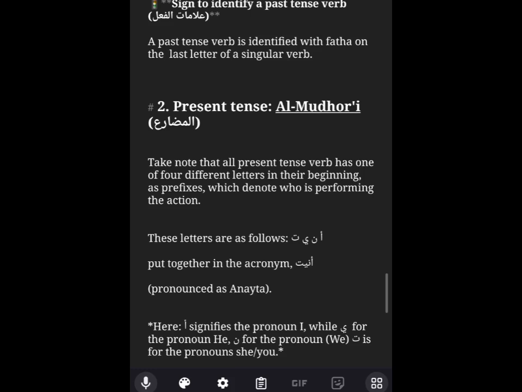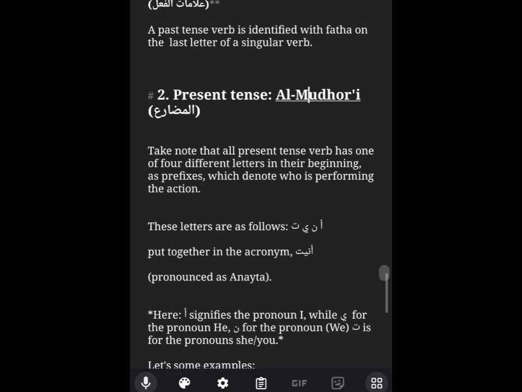However, how do we identify a فعل مضارع? This will take us to 4 elements. There are 4 letters that serve as prefixes, and these prefixes denote who is carrying out the action. These prefixes are 4 letters put together as anaita: amza, noon, ya, and ta. These letters basically carry fatha. A, ya, ta, na.